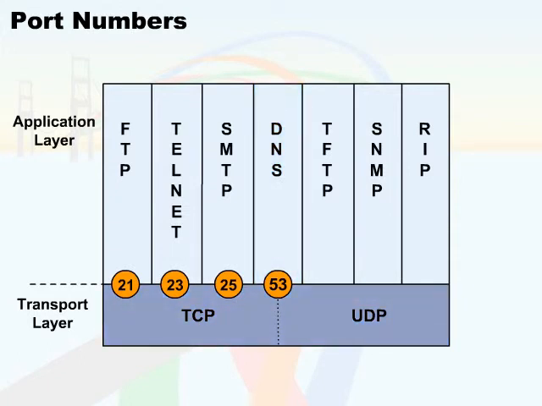Let's look at an interesting example. Here is an application, let's say SMTP, which only uses the Transmission Control Protocol on port 25. It does not use UDP at all because it requires guaranteed transmissions. However, when we look at DNS, we can see a protocol that actually uses both TCP and UDP.